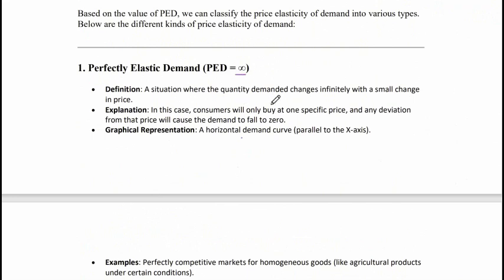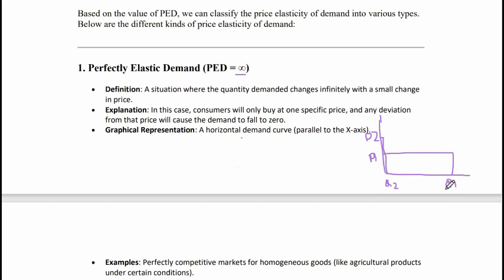This is the symbol of infinity, and the graph for this is very simple. There will be two graphs. Let's say this is P1 and P2. At price 1, the quantity demanded was this much, for example. But at price 2, the quantity demanded falls straight away to 0.